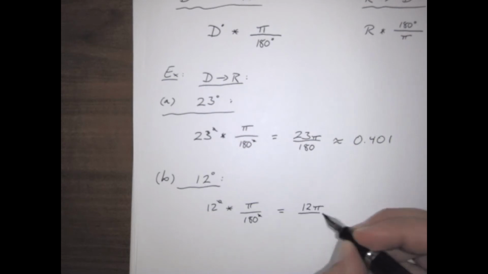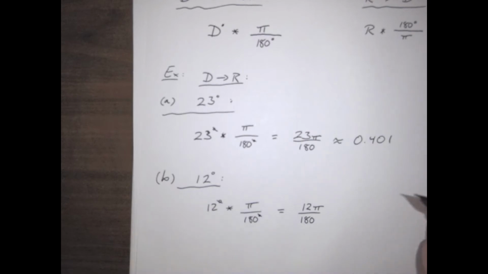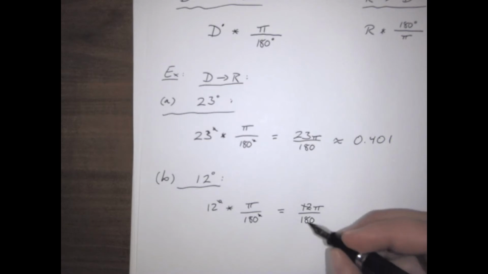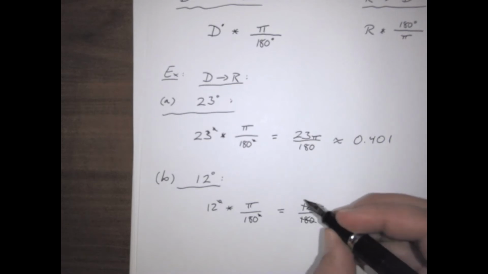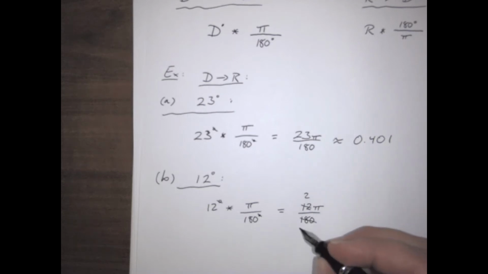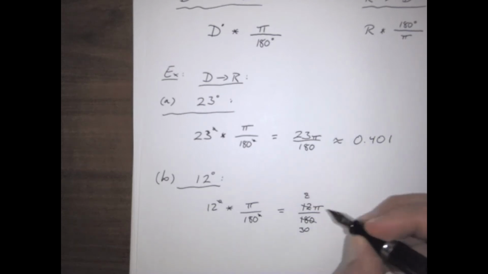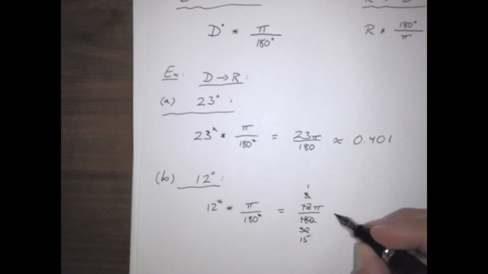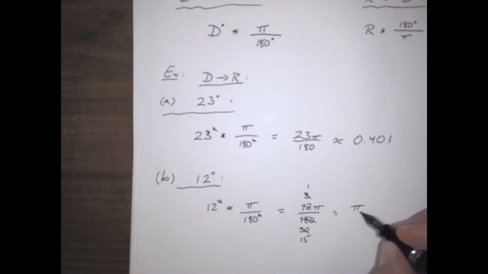12 pi over 180, and we can already see that that is definitely going to reduce. The question is how much. Certainly they share a common factor of at least, we can tell, 6. Maybe it gets better than that. So for example, if I divide it by 6, then that'll be 2, and this will be 30. But wait, there's more. It cancels even better, and we've got 1 and 15. So we've got here pi upstairs, 15 downstairs. So 12 degrees would be pi over 15.